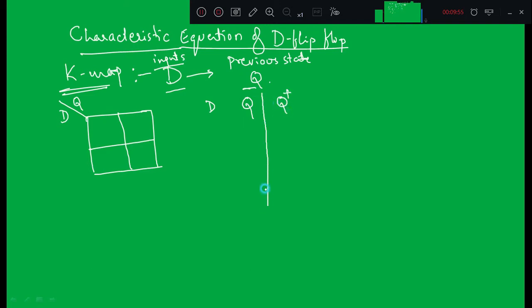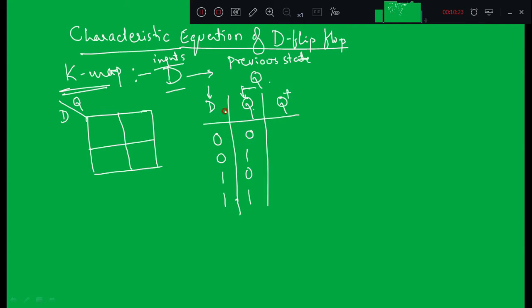Next output will be q plus. Here I am not writing q bar, the complement of q, because if you get q plus, we can just complement the value of q plus and we will get q plus bar, right? Since I have two inputs, one is the normal input, one is the previous state input, we can write 4 combinations: 0 0, 0 1, 1 0, 1 1, right?